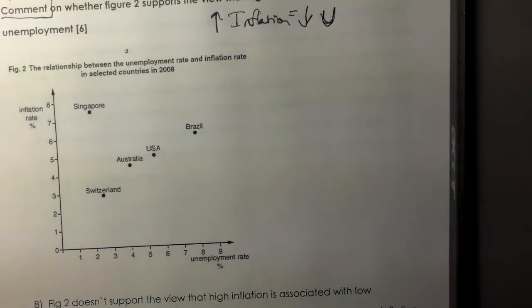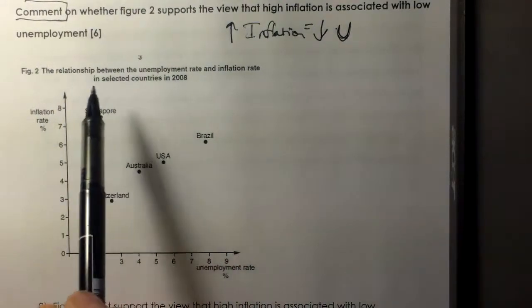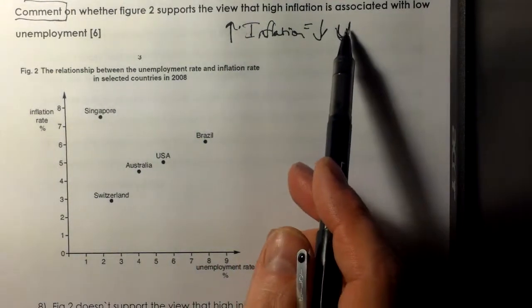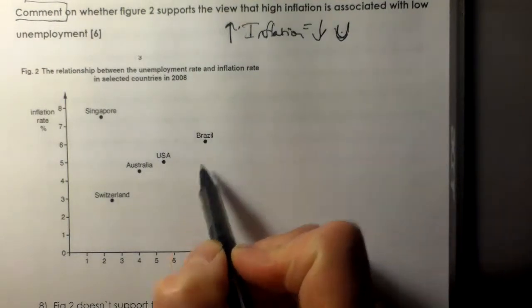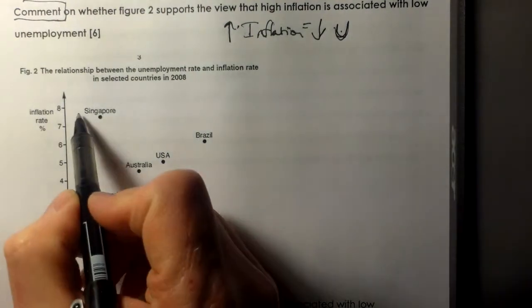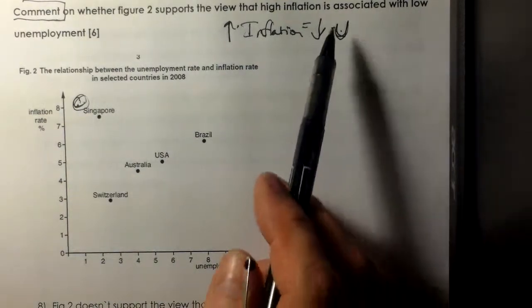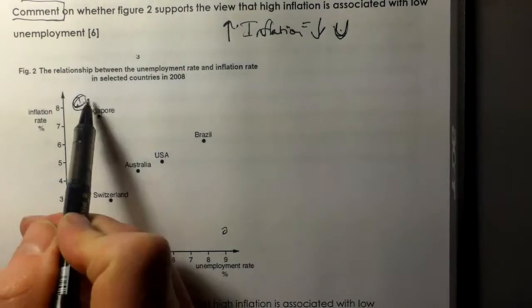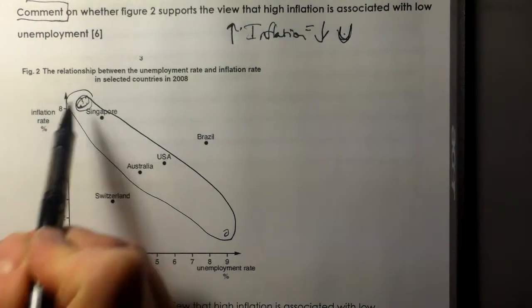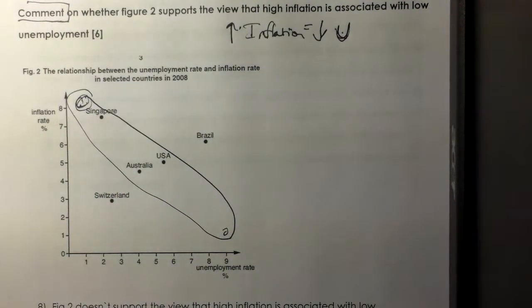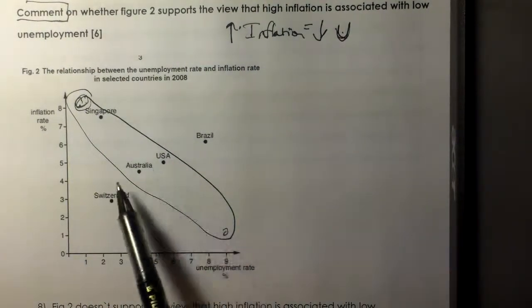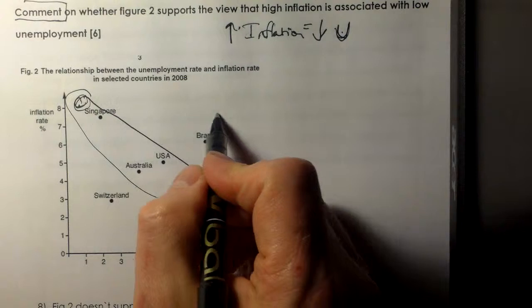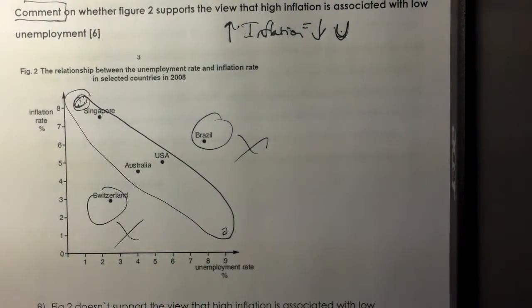So you've got a data table here, which is in different countries, the unemployment rate and the inflation rate. And if inflation is high and unemployment is low, then you've got inflation high, unemployment low. So you'd be somewhere around here. If unemployment was high, inflation would be low. So high unemployment here, low inflation there. So the relationship they are talking about is, does figure 2 just support that view? So you've got 3 countries, Singapore, USA and Australia, that support that view. You've got Brazil and Switzerland that don't.